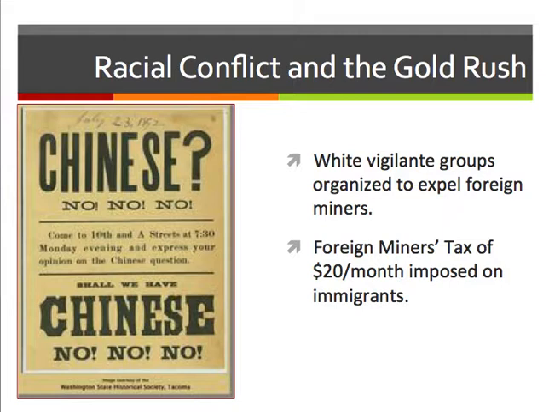As surface mining was drying up, racial conflict erupted as miners competed with one another for gold. White miners organized vigilante groups to expel so-called foreign miners, including Mexicans, Chileans, Chinese, French, and American Indians. This white-led violence culminated in the California state legislature imposing a foreign miners tax of $20 per month, which had the result of driving people of color and European immigrants out of the state.